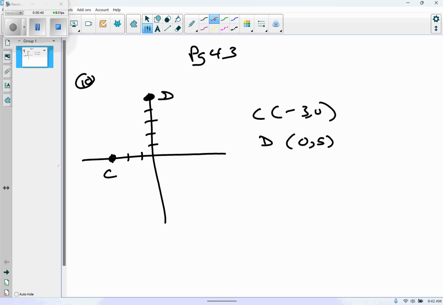So what we're going to do is count, starting from the left, up 1, 2, 3, 4, 5. So up 5, so that's positive, and right 3. And because we went right, it's positive. So our slope is going to be 5 over 3. Remember, it's the vertical over the horizontal.